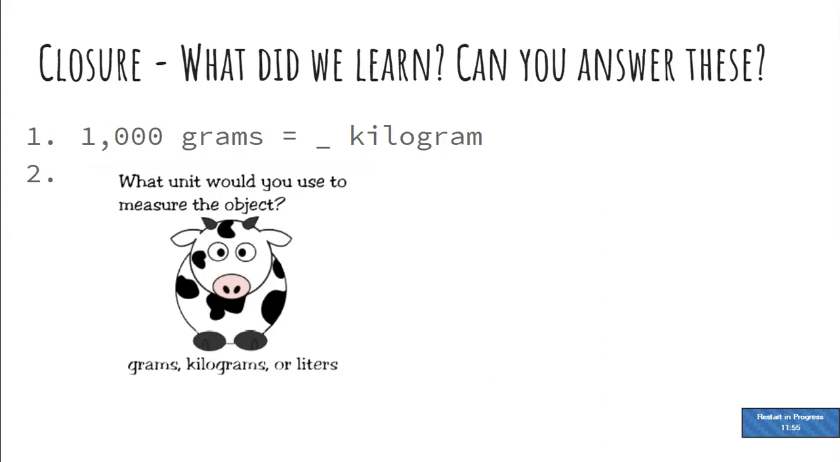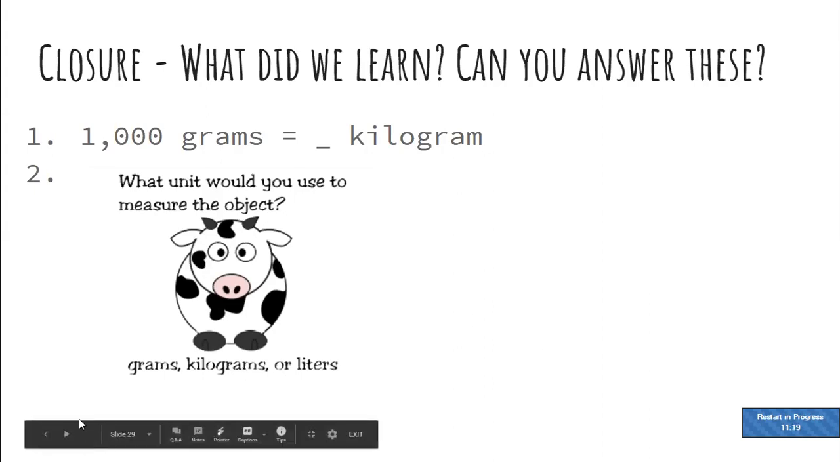Number 2, what measurement would you use to measure the object? And this is a cow. Will we measure it in grams, kilograms, or liters? Give you some think time. If you said kilograms, give yourself a pat on the back. You are correct. So with today, we have accomplished the goal of determining measuring mass using grams and kilograms.